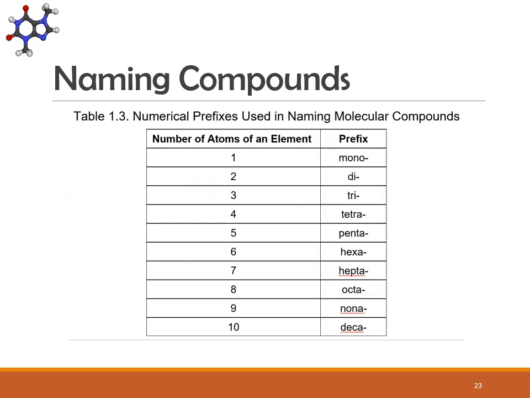When naming compounds with more than one atom, we use the Latin prefixes to represent numbers. If there is only one atom of an element, we use the prefix mono. If there are 2 atoms, we use di. For 3 atoms, we use tri, and so on and so forth until we get to 10, where we use deca.